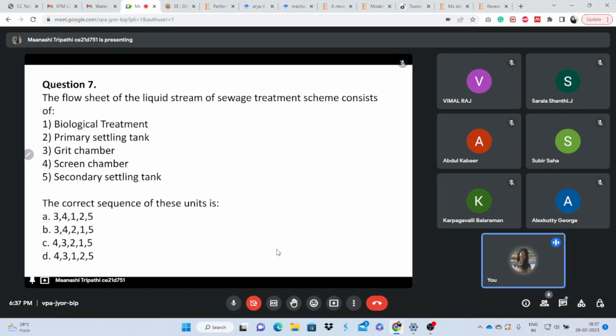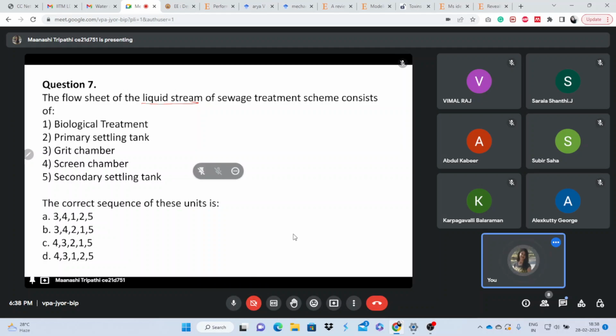Okay, let's move towards the next question. The flow sheet of liquid stream of sewage treatment scheme consists of. Here you have to give the correct sequence. So try to solve this question. Here we are talking about the liquid stream. If we would have talked about the sludge stream, then the sequence would have been entirely different. So please try to solve this question.